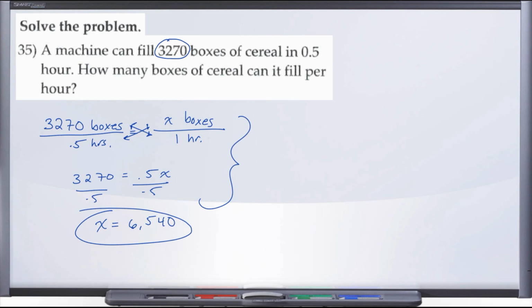But anyway, the final answer here for number 35 is they can make, or fill rather, 6,540 boxes of cereal in 1 hour.